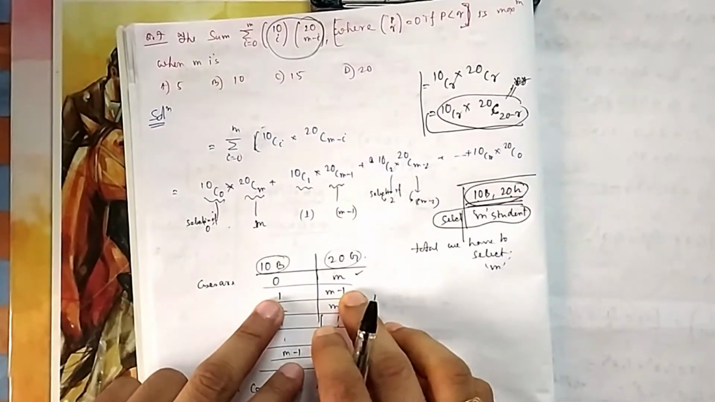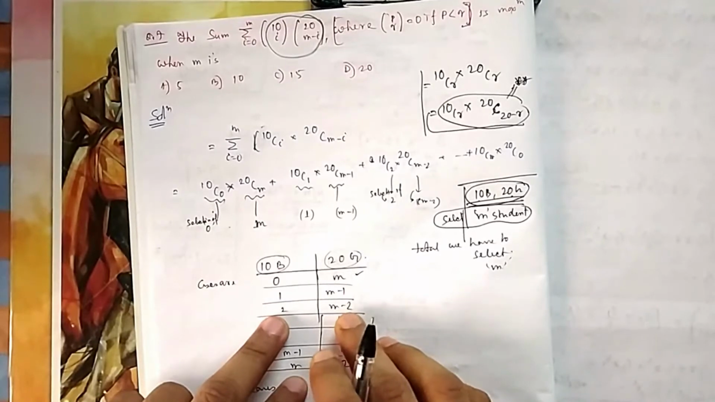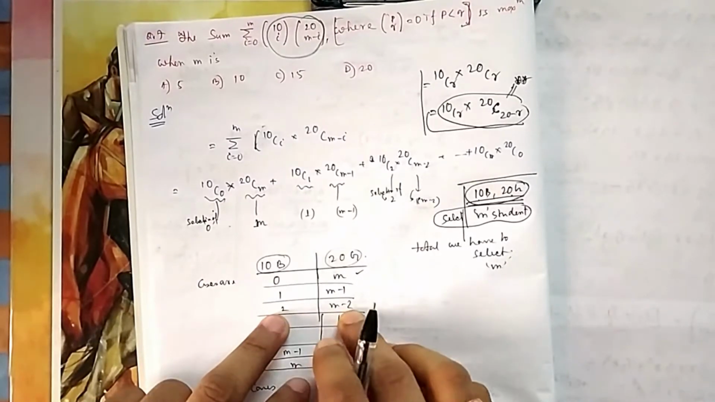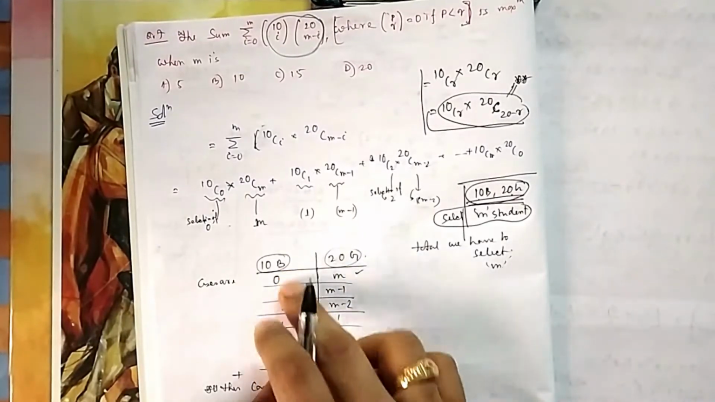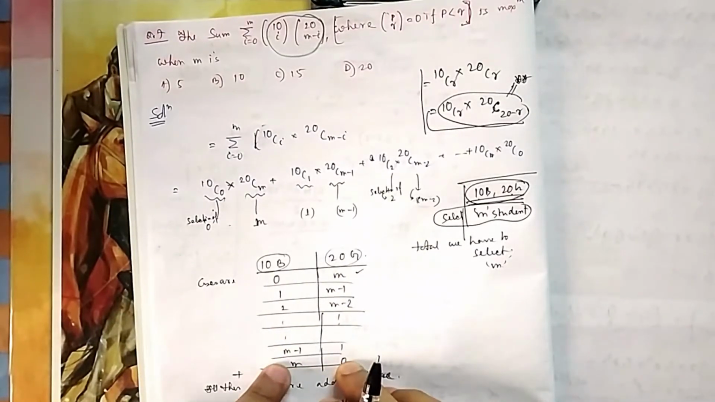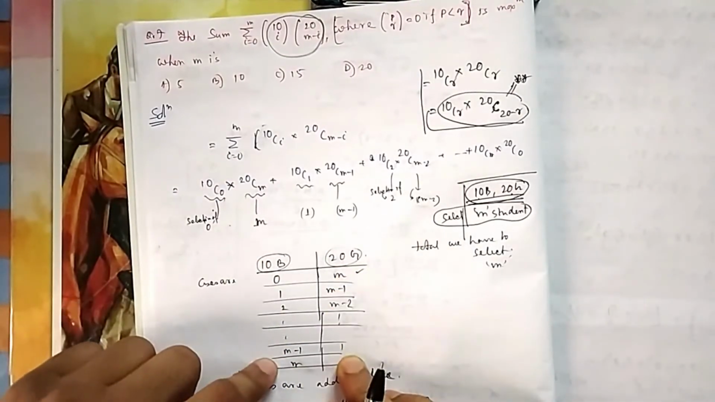Second case can be 1 boy, m minus 1 girls. Second case will be 2 boys. Third case, 2 boys, m minus 2 girls. Similarly, you can go up to m boys and 0 girls. So these are all the cases possible.